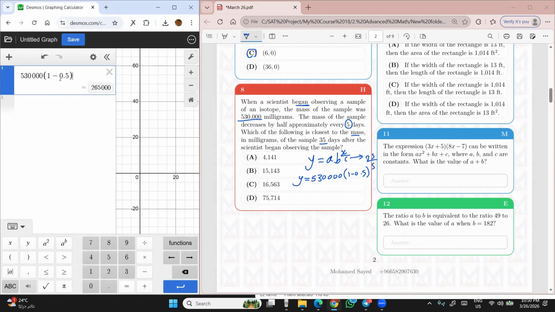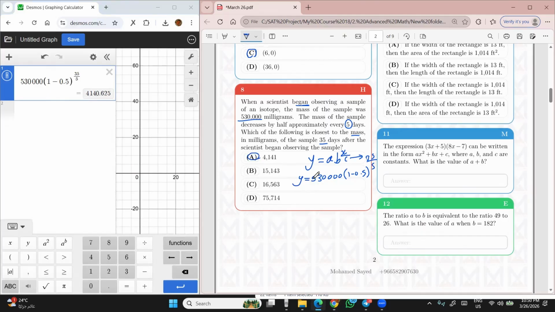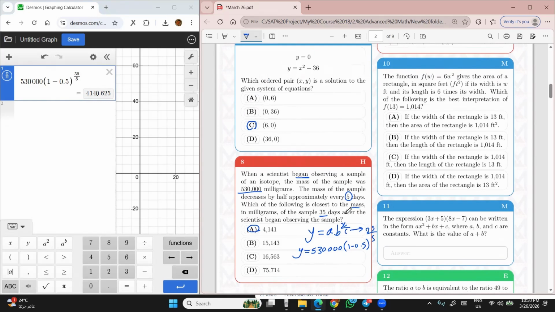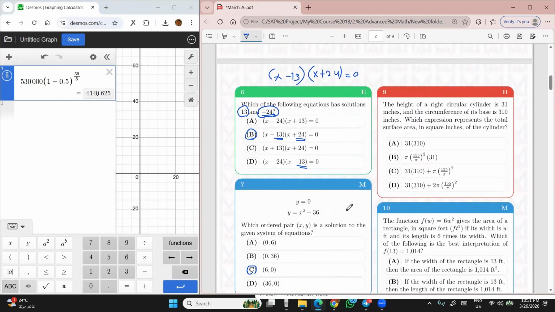And in the exponent, we write 35 over. We can make an exponent like this. And in the exponent, we can make a slash to have two numbers. We have 35 in the numerator and we have 5 in the denominator. And we get the answer, as you see here, 4,140, which is letter A. So writing the equation correctly gives you the correct answer.